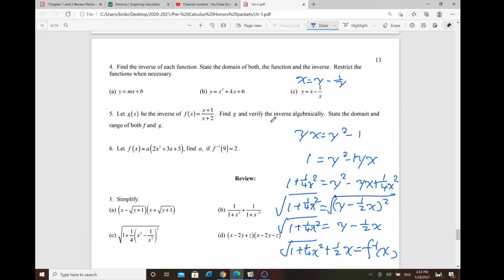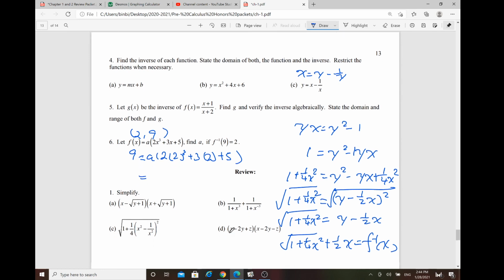Okay, so this one also is finding the inverse: swap the variable, and then solve for y in terms of x. The hint for doing that, after you swap the variable, try to cross multiply. And this one, let f of x equals a times this cubic function. Find a if inverse of 9 equals 2. What this means is that after you swap the variable, inverse of 9 equals 2, so back to the original function, it's like 2 comma 9. So the value of x is 2, and y is 9. So 9 equals a times 2 cubed, plus 3 times 2, plus 5. And then from there, you want to solve for a.